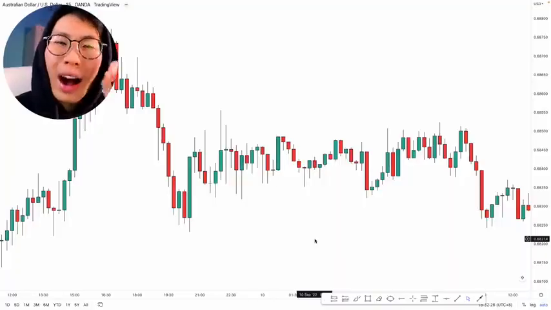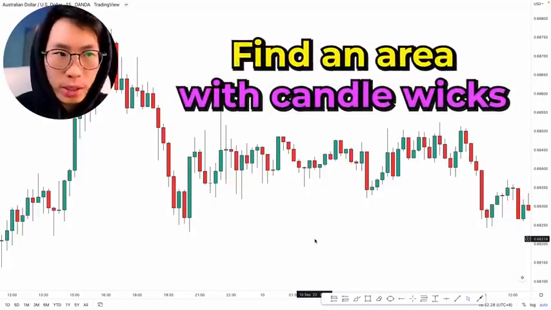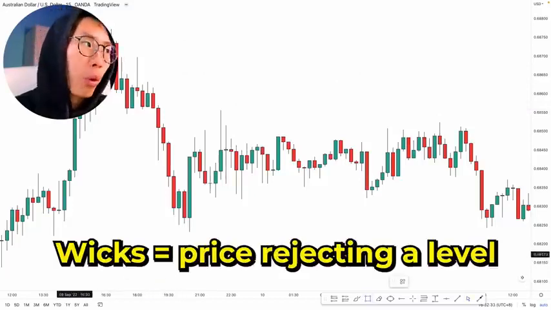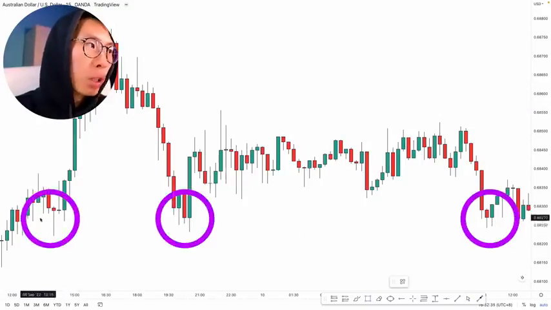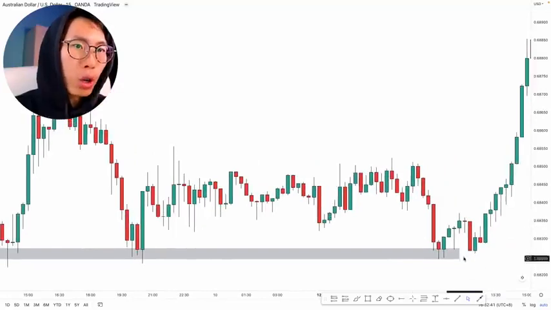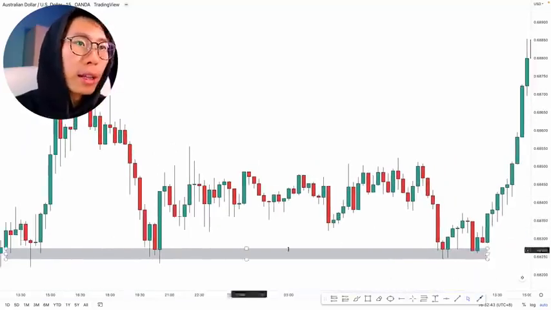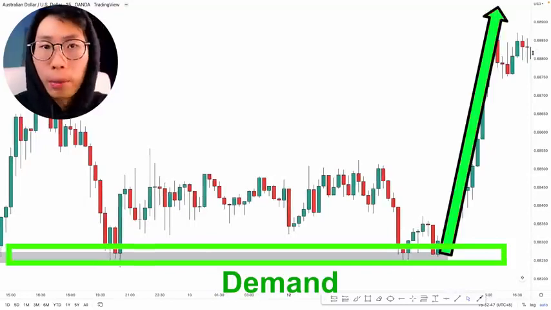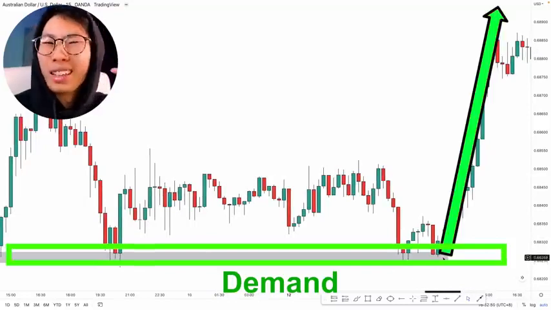The third way is to identify an area with wicks. Wicks basically show us that price is rejecting that area, right? So you can see right here, there are multiple long wick candles at this area. So what you can do is draw a box around this area and just drag it all the way right here. You can see the next time price came back down to this area, price literally shot all the way up there. So this was a very good demand zone.